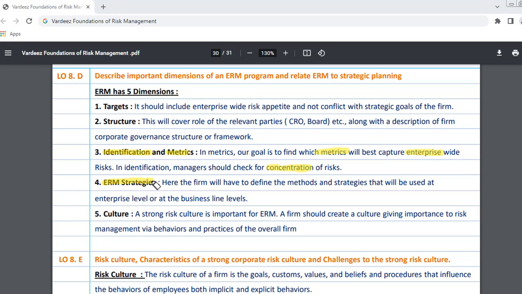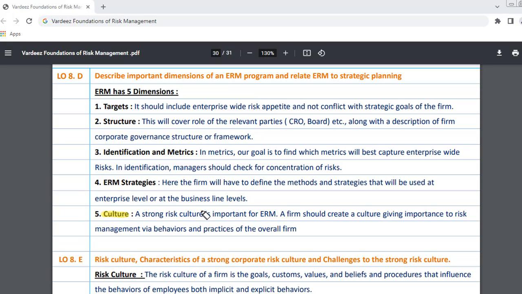ERM strategies. Now over here, the firm will have to define the methods and the strategies that will be used at the enterprise level or at the business line level. So basically, if the management has decided they want to retain the risk, or avoid the risk, what should be the strategies to mitigate or probably to transfer, all those will come on an enterprise-wide basis in the ERM strategies. And lastly, we have culture, which we're going to talk about in the next learning objective.